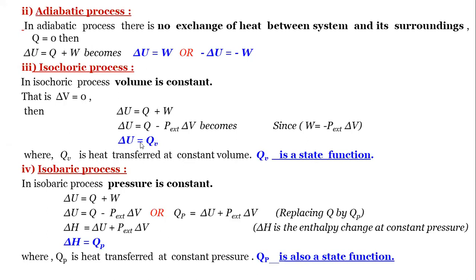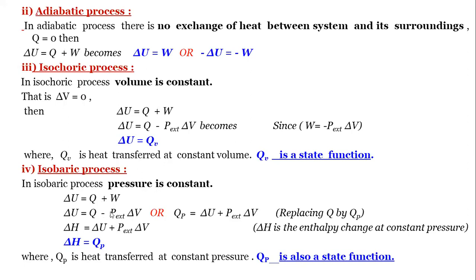The same kind of expression holds for the isobaric process. In case of the isobaric process, pressure is constant, while in case of the isochoric process, volume is constant. Directly we can write here delta H is equal to QP, where a new symbol is introduced in thermodynamics, delta H, the change in enthalpy at constant pressure. It is called delta H. In detail we will discuss it later. This is the mathematical expression of the first law of thermodynamics, delta U is equal to Q plus W.